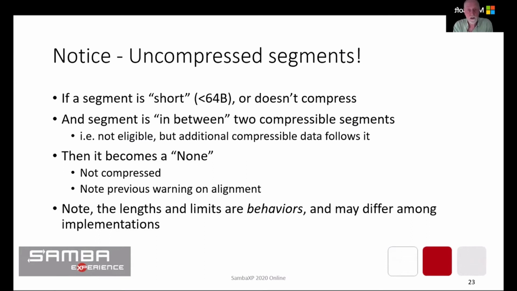So note, previous warning on alignment. It could be a smaller, a non-multiple of 8 segment. And it will sit in the middle of the other 2. If you look at segment 5 in slide 20, you imagine that it might be none as well as LZ77. But I'll note that these lengths and limits, all these things are behaviors. They may differ among implementations. Windows may make one choice, another implementation may make another. The protocol really doesn't specify at this level. It's an implementation's choice, how these things get chunked up and how they're compressed.